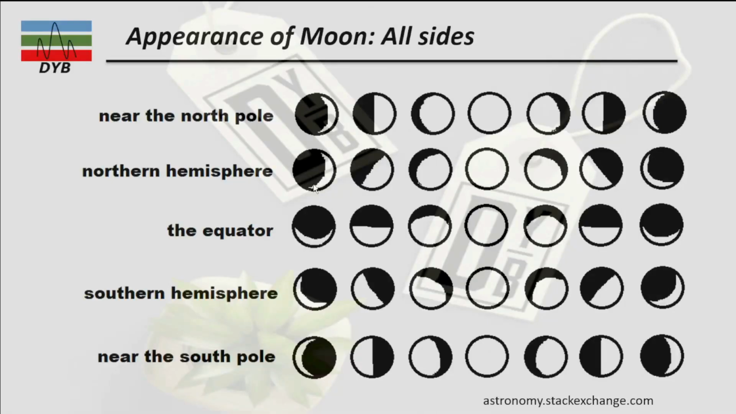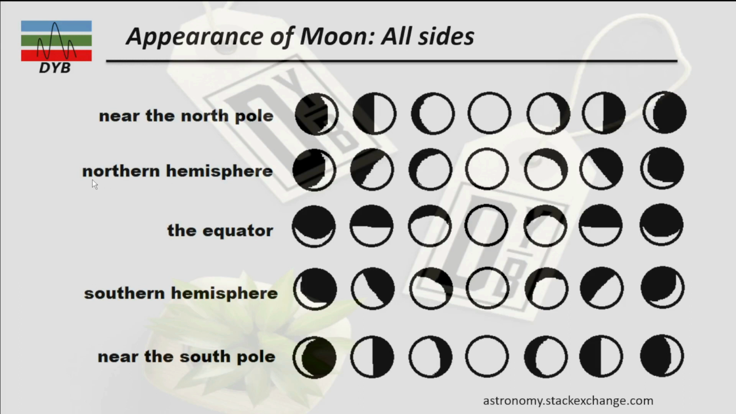Now let's look at the appearance of the moon from all locations, the North Pole, South Pole, and equator. These are the observations. If a person is observing from the North Pole, the moon will appear like this. This is the first quarter, then the full moon, the second quarter, and the end of the month.